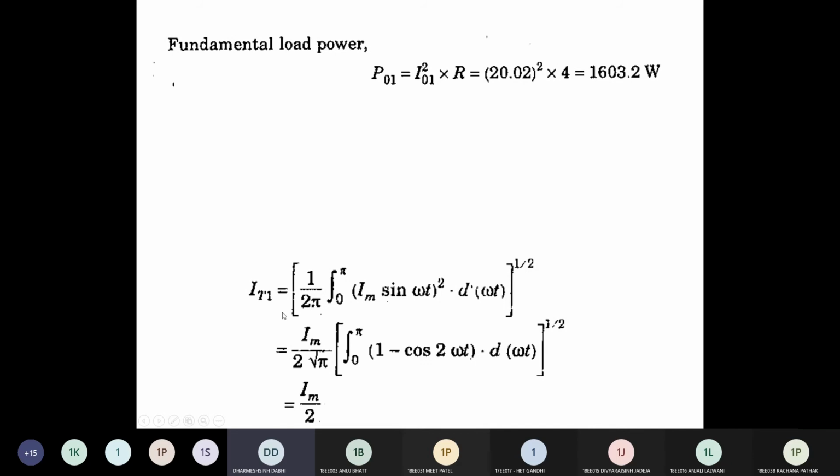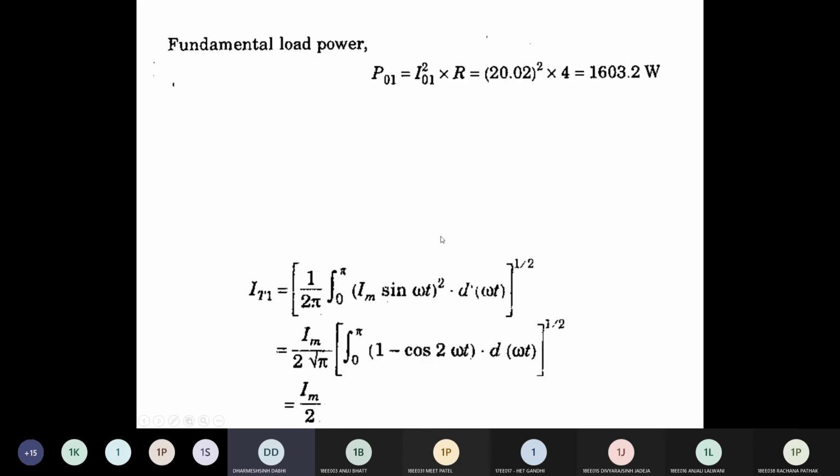So this 4 comes out of the square root and becomes 2, and pi comes out of the square root and becomes root pi. So Im divided by 2 square root of pi is a constant. Now take the integration from 0 to pi of 1 minus cos 2 omega t. How does this come? Because you convert sin square omega t into 1 minus cos 2 omega t divided by 2. Clear? If you integrate this, finally you get the answer Im by 2.